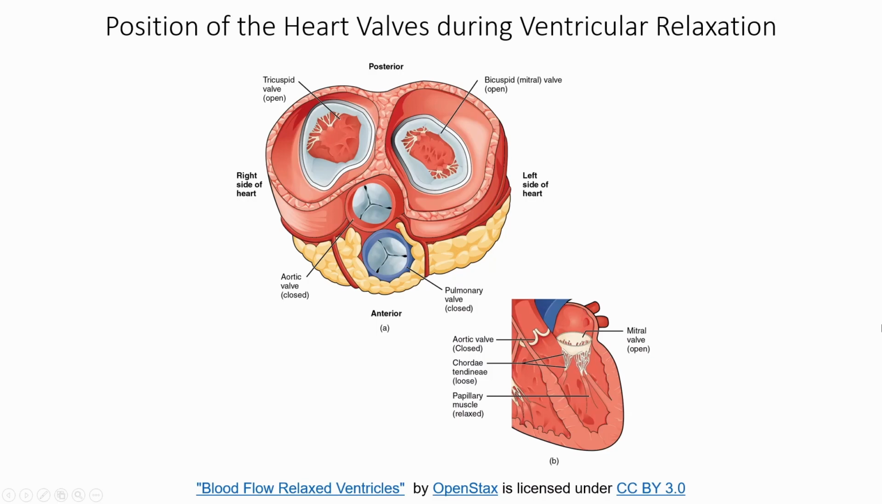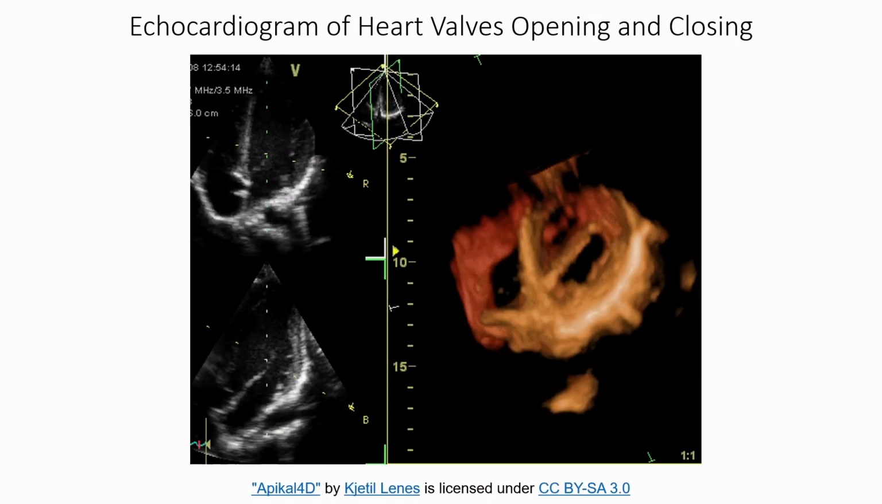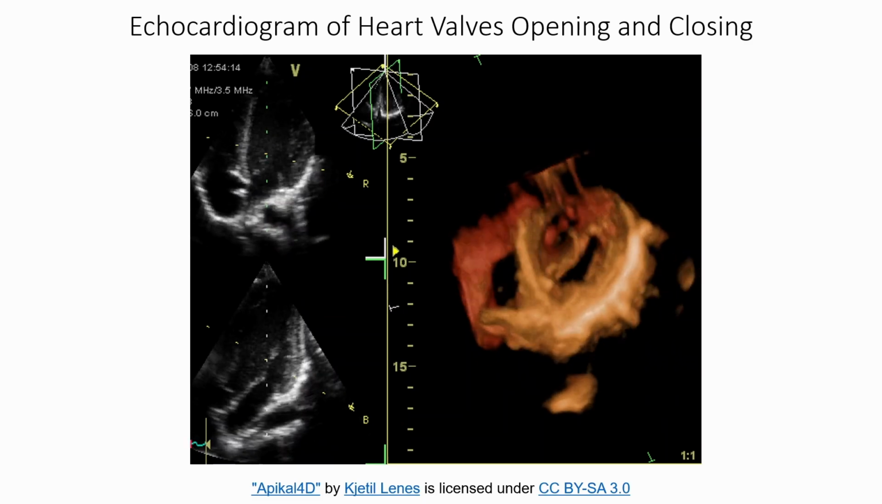But when the time comes for the ventricles to contract, we have to snap those valves shut. So this looks kind of like the picture we saw before. So the tricuspid and bicuspid valves are shut, but because the ventricles are contracting, the semilunar valves actually need to open so we can allow blood to flow through. So we see that both the aortic valve and the pulmonary valve are wide open so that we can push blood through to the lungs and the rest of the body. And if we look at an echocardiogram, we can actually see what this looks like. You can see them opening and closing, right, from different angles here.